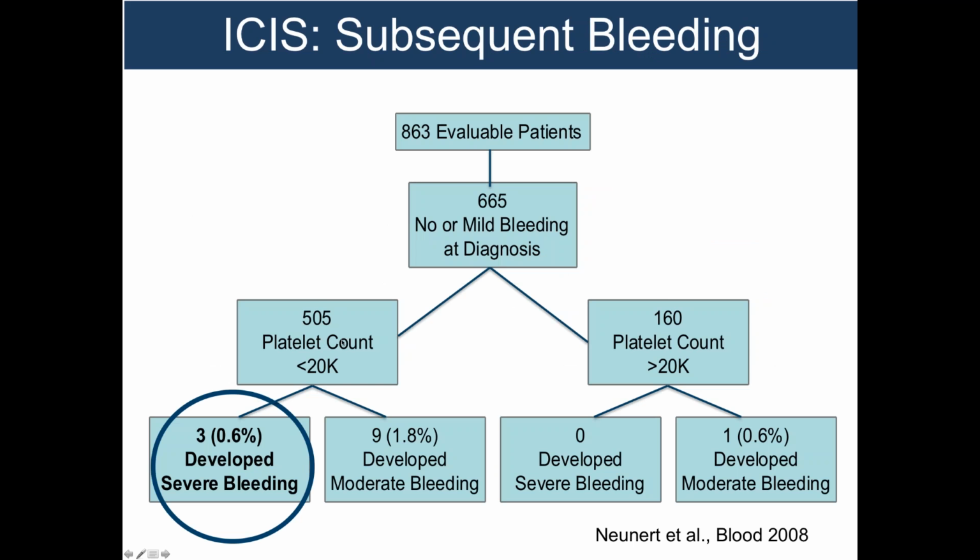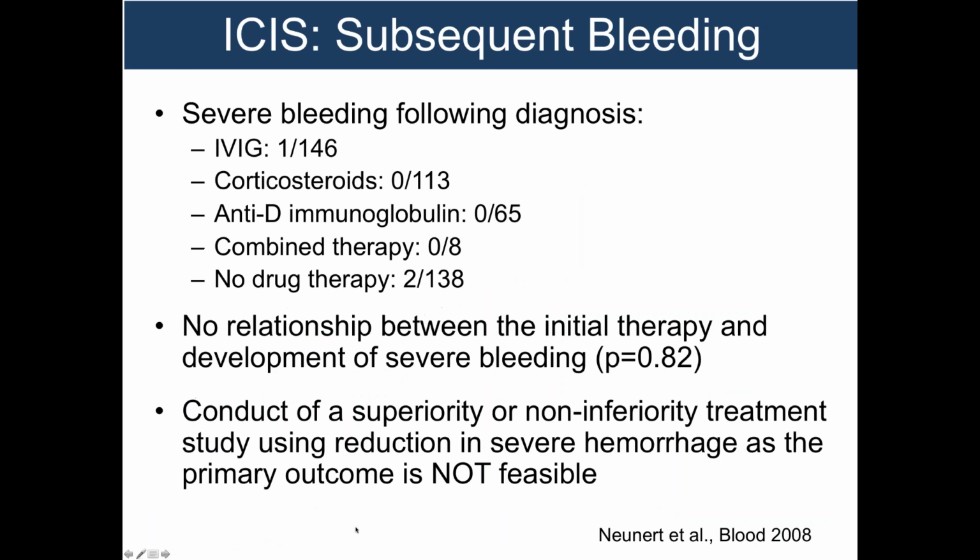Of this group, if we look forward at 28 days, only 3, or 0.6%, developed severe bleeding, and there was no intracranial hemorrhage. Even if we look at moderate bleeding, that only represented another 9, or almost 2% of patients. So we feel the development of severe hemorrhage is quite rare in children that have no or mild bleeding at diagnosis, even with a low platelet count.